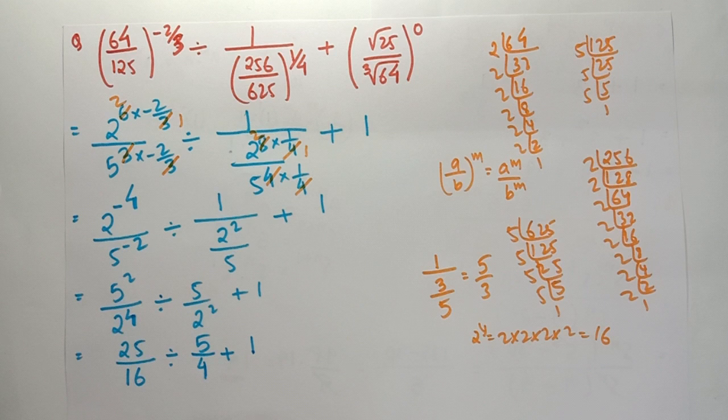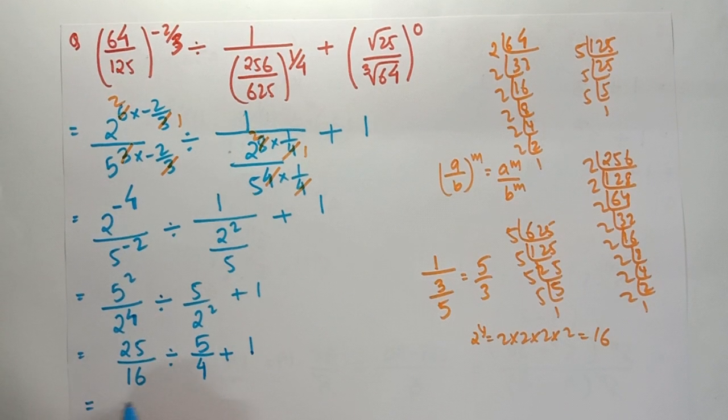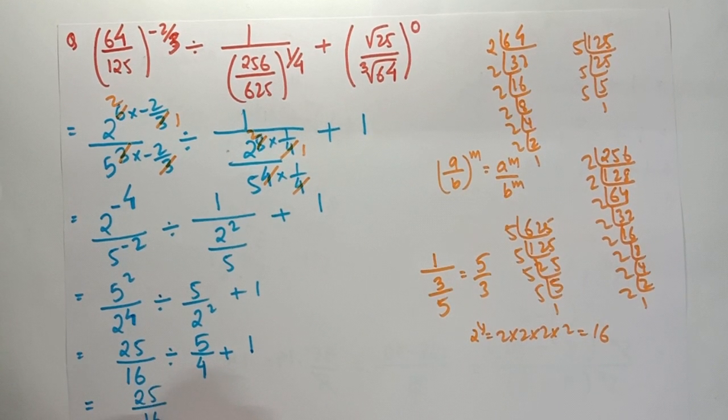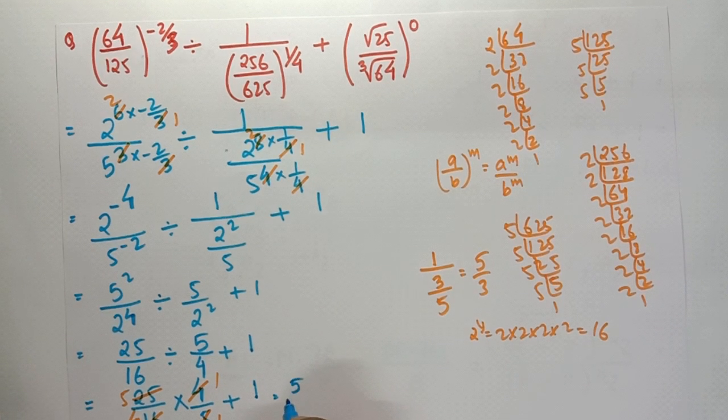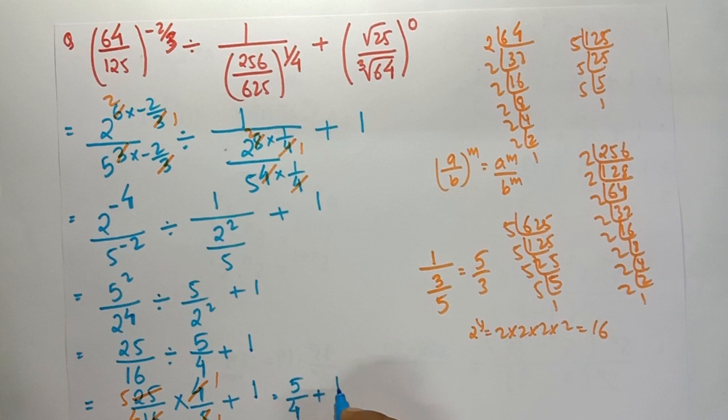Now what can I do? I can change it like this. 25 by 16 divided by 5 by 4, plus 1. When I make it multiply, 4 will go up, 5 will come down, plus 1. Now this will get cancelled. 5 1s are 5, 5 5s are 25, 4 1s are 4, 4 4s are 16. So what did I get? 5 upon 4 plus 1. The numerator is 1. So what is the LCM?